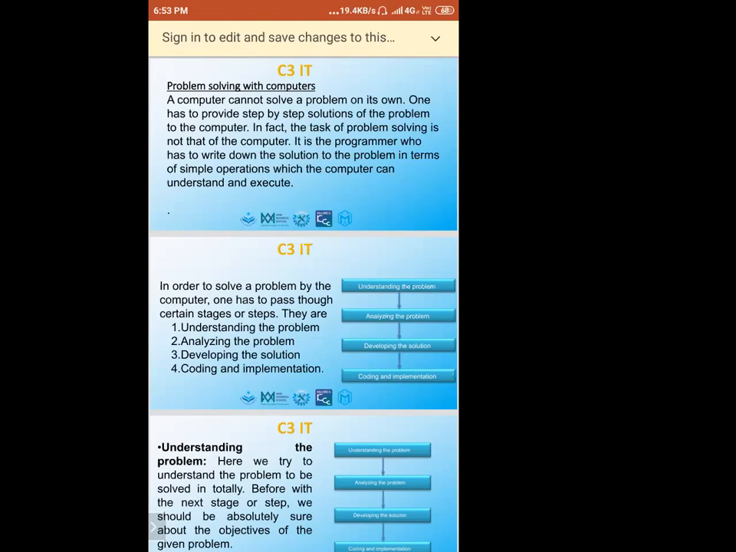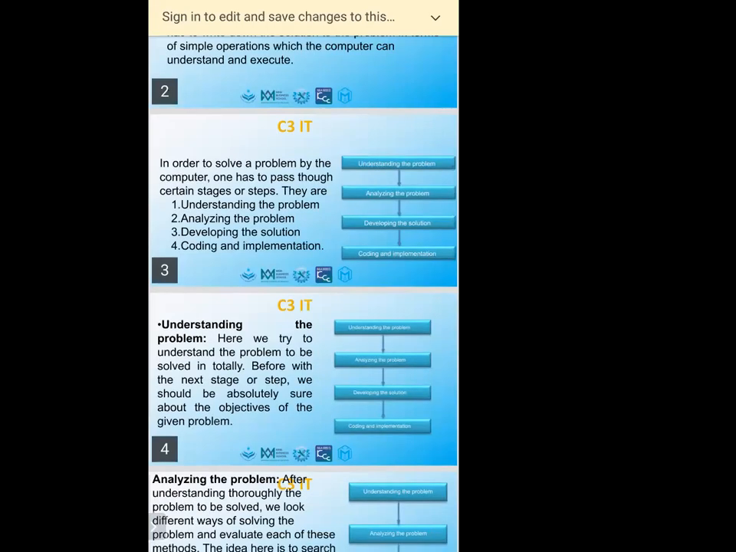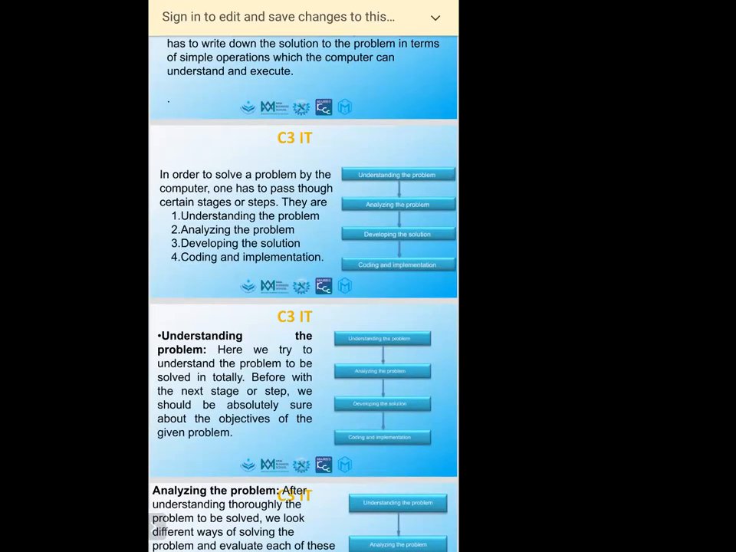Before going to the next stage or step, we should be absolutely sure about the objective of the given program. Objective means the aim. What is the aim of the software? That is called the objective. What is the objective of Fenaka? To produce power. What is the objective of the health center? To give all the health facilities. What is the objective of your court? To solve human problems. What is the objective of the school? To give proper education.